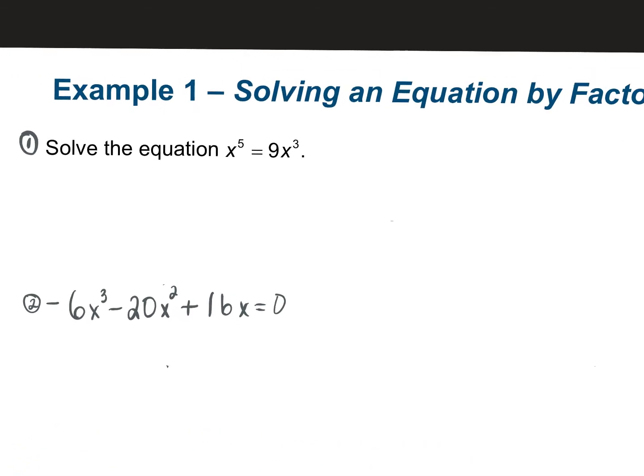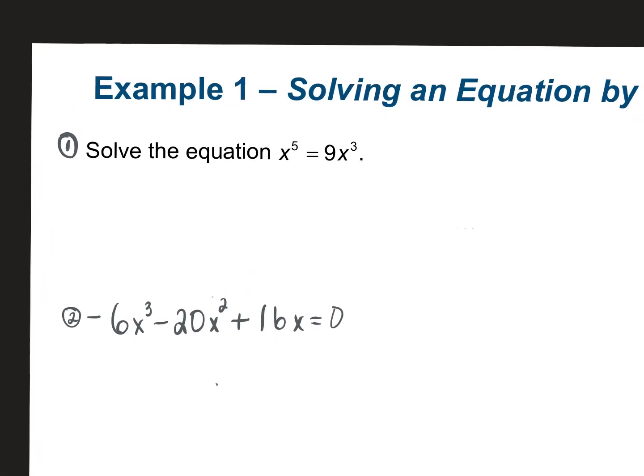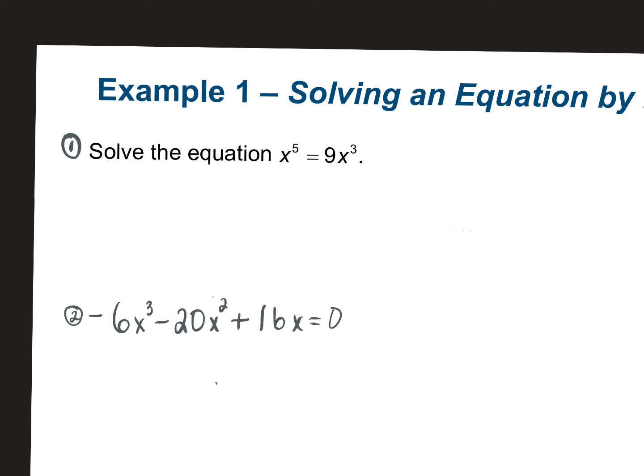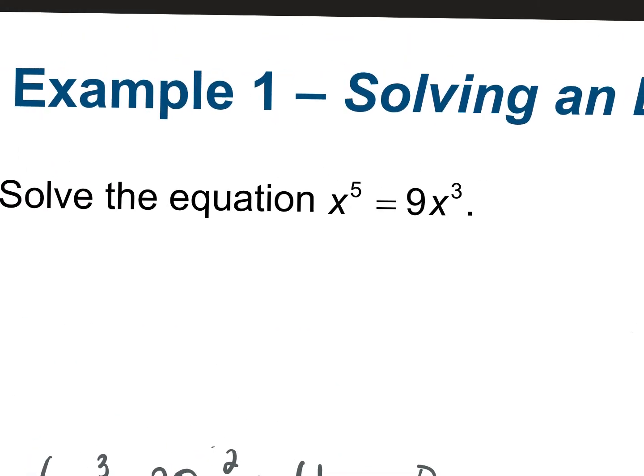Now, when we look at something like number 1, it says solve the equation. All right, when we try to solve an equation, guys, and you have exponents, it's the same variable, right? But you have exponents. Always set everything equal to 0. Let's move everything to one side. So this becomes x to the 5th minus 9x cubed equals 0.